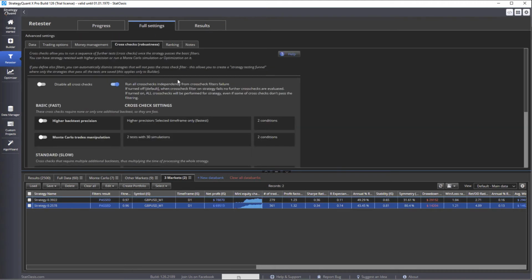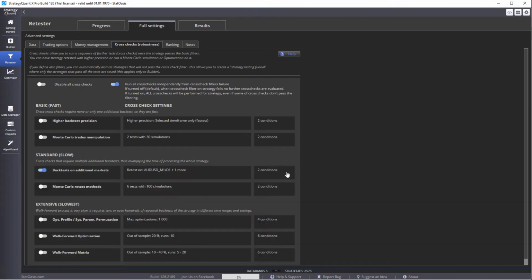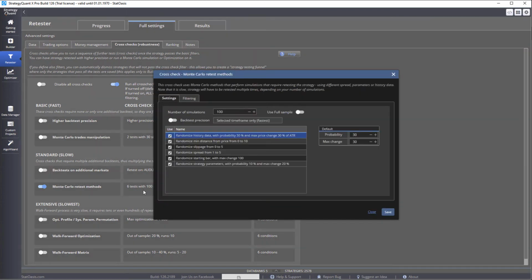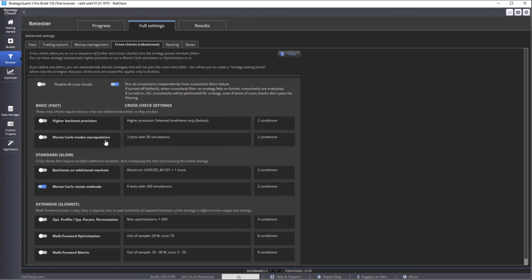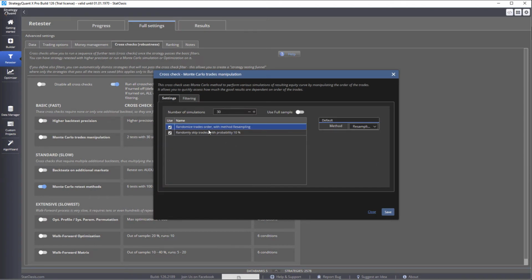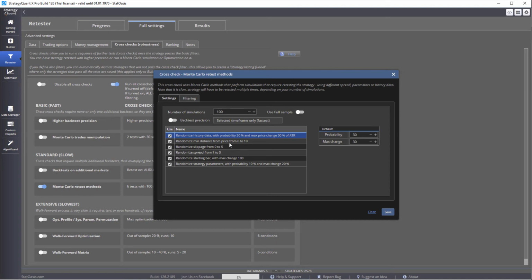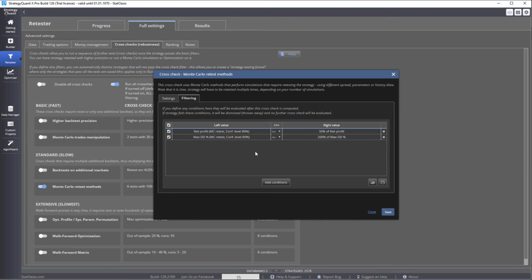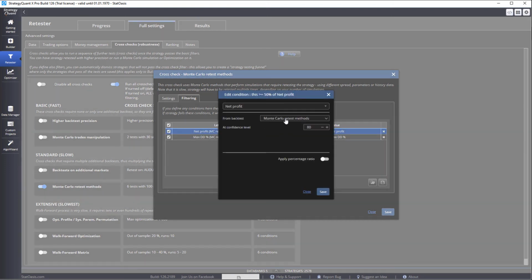Now, the other test that I did, which is the Monte Carlo test. Now, this is different than the Monte Carlo trade manipulation, which can only randomize the trade orders and can skip trades with probability. In this case, we have a lot more. And then you can decide over how many simulations you need. And then you can decide on the filter. In this case, we need to pick the Monte Carlo retest method because we have the Monte Carlo trade manipulation method. Okay, and the confidence level.